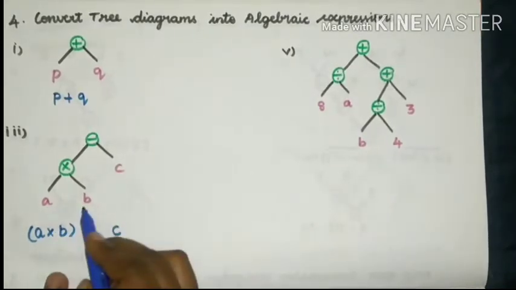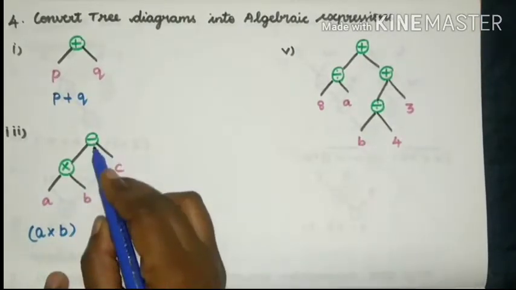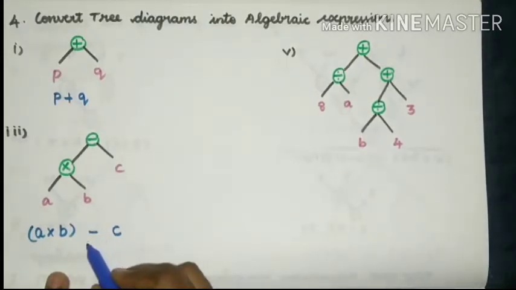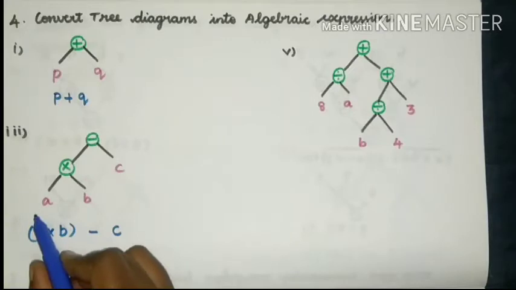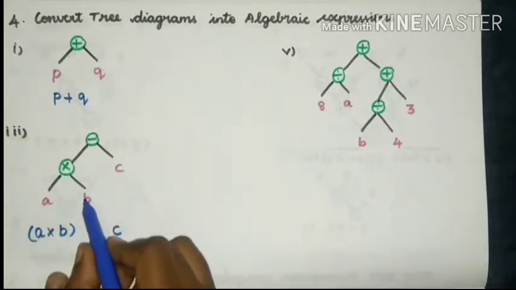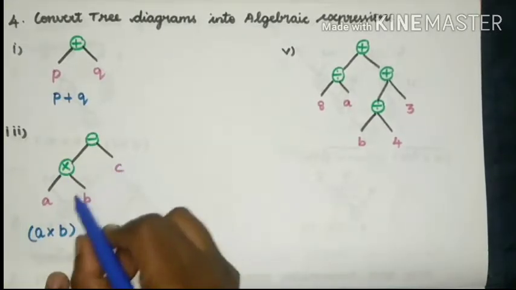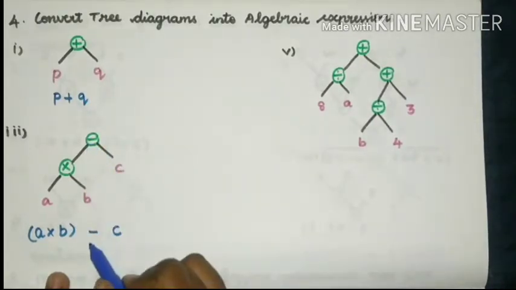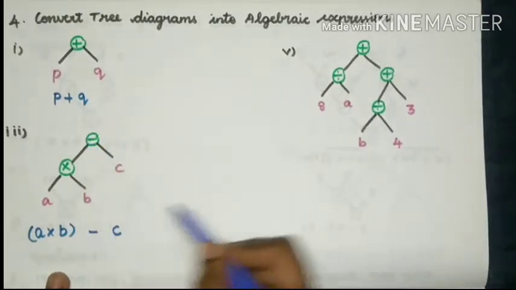See, A into B and C are connected with the operation subtraction. So you have to write minus here. First you have to write A into B and then C. These two numbers are connected with the operation subtraction. So you have to write subtraction symbol here.